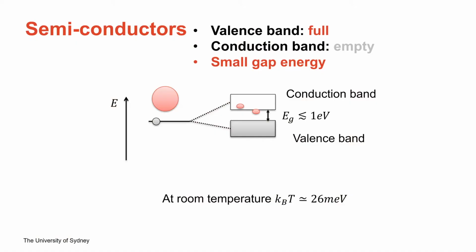So how often does it happen that an electron goes from the valence band into the conduction band? Well, say the gap energy is 1 electron volt. At room temperature, kBT is 26 millielectron volts, so the Boltzmann factor is about 10 to the minus 17. So that means very, very few electrons. Perhaps 1 in 10 to the 17 will bridge that gap and jump into the conduction band.